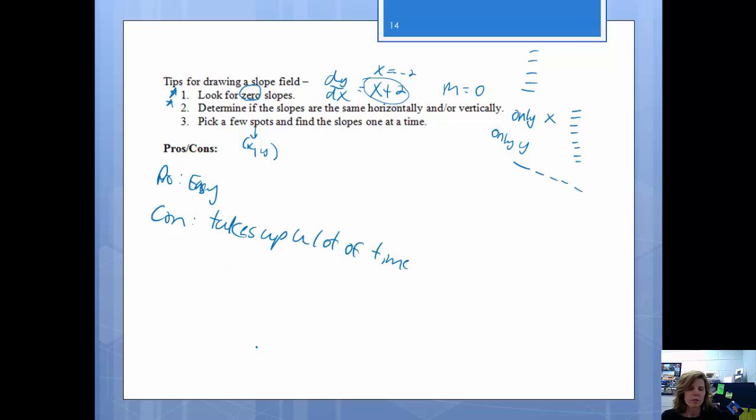I must have my board crooked because I'm not drawing straight. Sorry about that. So hopefully now, through the exploration, you're able to see a little bit what a slope field does and how it is related to a differential equation.